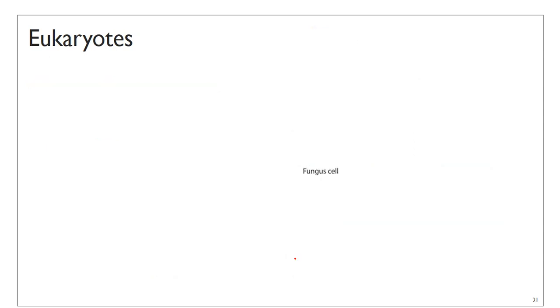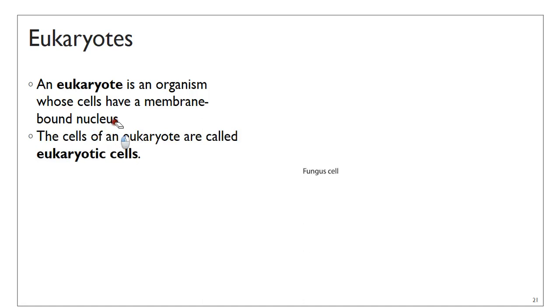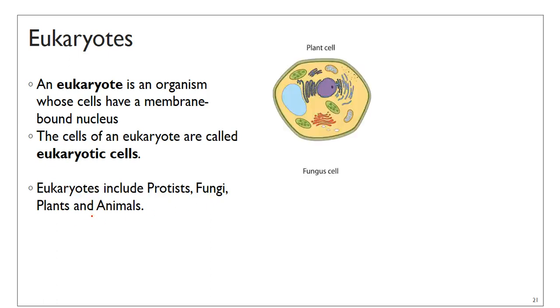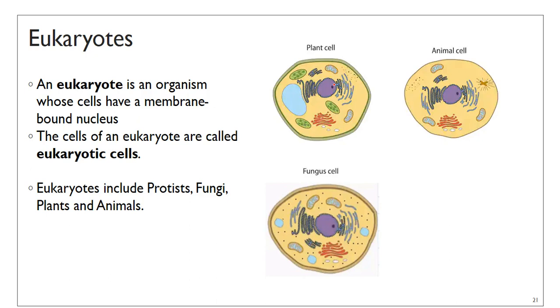But anyway, eukaryotic cells. A eukaryote is an organism that has a nucleus. So the difference between prokaryotes and eukaryotes is just whether or not the DNA is inside a nucleus. The cells of a eukaryote are called eukaryotic cells. There are protists, fungi, plants, and animals. So this is a plant cell, an animal cell, a fungus. I think examples of fungus would be a yeast or a mushroom.